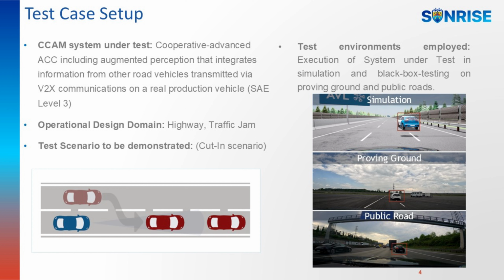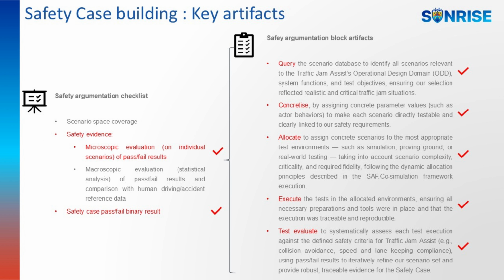The CCAM system under test is a cooperative advanced ACC. The scenario demonstrated in this figure is a cut-in scenario on a highway. The test case setups are based on simulation, proving ground, and public road testing. We followed a safety argumentation checklist that covered a microscopic evaluation of results for individual scenarios and safety case pass-fail binary results. Key artifacts include querying, concretizing, allocating, executing, and test evaluating.